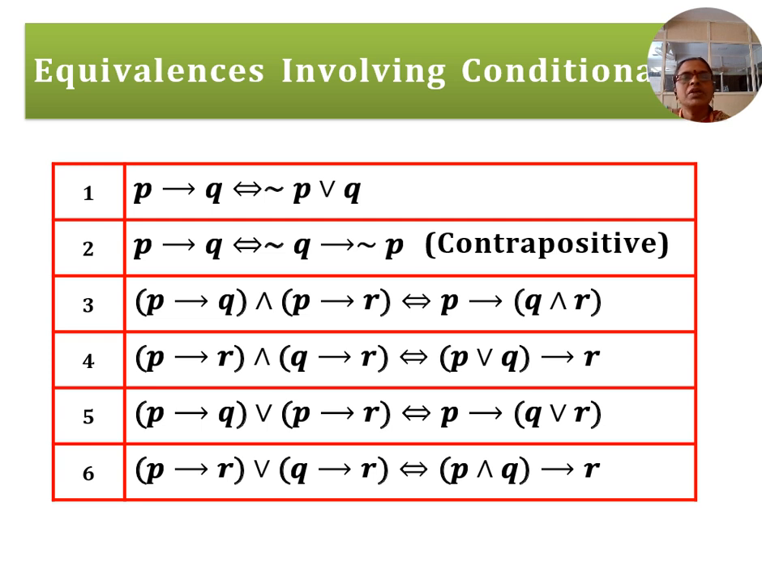Equivalences involving conditional. P implies Q is equivalent to negation P or Q. That law is named the implication conversion law. P implies Q is equivalent to negation Q implies negation P, the contrapositive. P implies Q and P implies R is equivalent to P implies (Q and R). P implies R and Q implies R is equivalent to (P or Q) implies R. P implies Q or P implies R is equivalent to P implies (Q or R). P implies R or Q implies R is equivalent to (P and Q) implies R. These are very, very important laws.